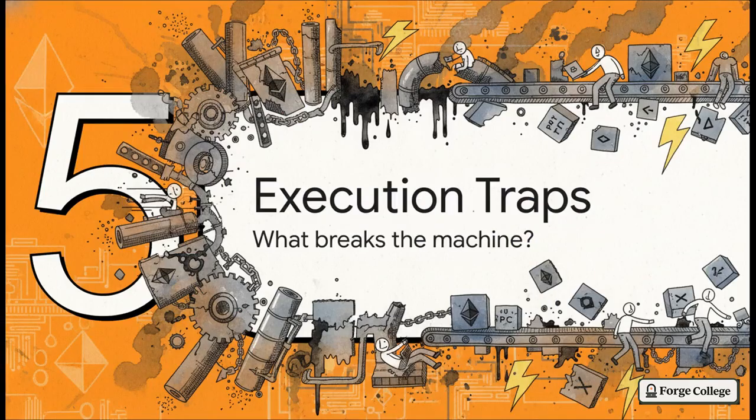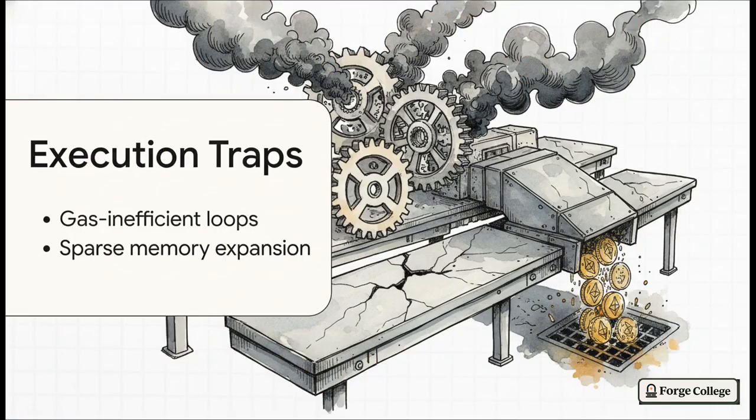Let's look at part 5, real-world execution traps. What actually breaks the machine? So what goes wrong on the real-world factory floor? Well, compilers often turn high-level code into predictable but super dangerous patterns. Here are 3 major traps to always watch out for.